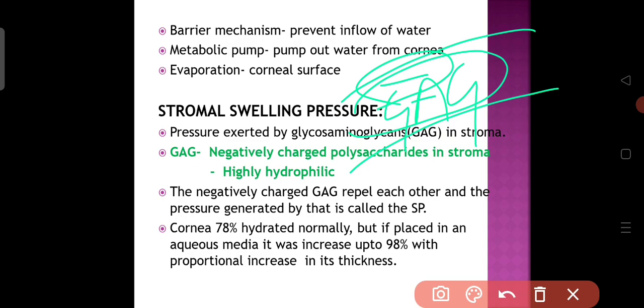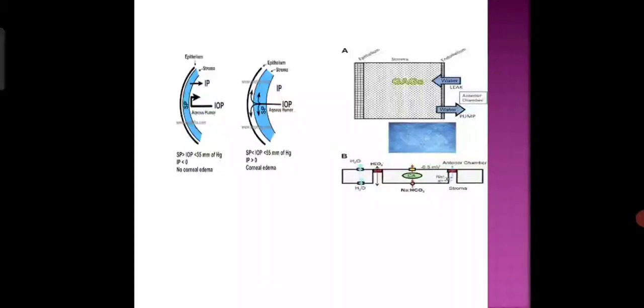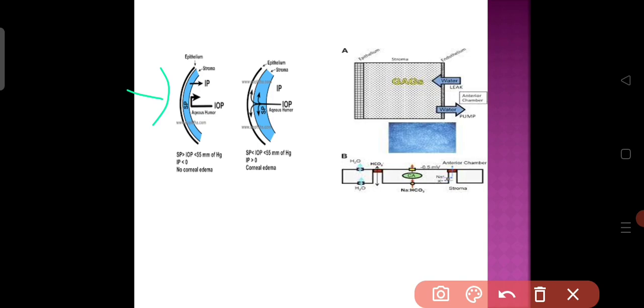It is very important to note that these negatively charged GAGs are highly hydrophilic, because normally, as we know, the cornea is 78% hydrated, but if we place that cornea inside an aqueous medium, it will absorb the water, swell up to 98%, and also increase its thickness very highly. This is the epithelium, this is the endothelium, and the middle portion is the stroma.